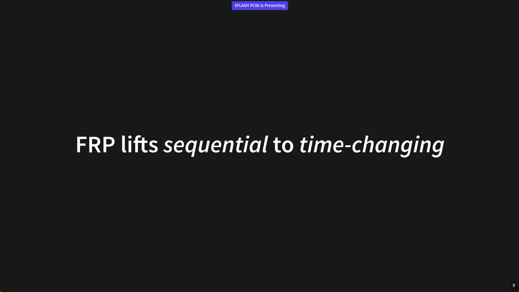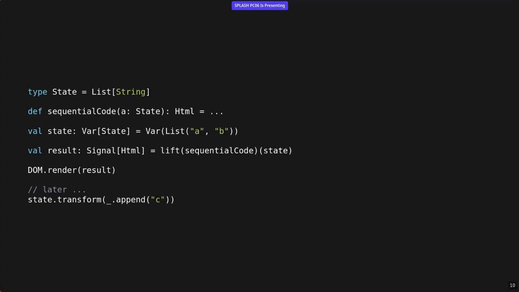So first, what FRP does is lifting sequential computations to a time-changing domain. This sounds a bit abstract, so let's look at a concrete example where we want to display a list of tasks in a UI. So we define a state type as an immutable data structure, here just a list of strings. And then what we want to enable programmers to do is just to define some sequential code, written in whatever paradigm they want, that transforms the state to the HTML, which describes the UI.